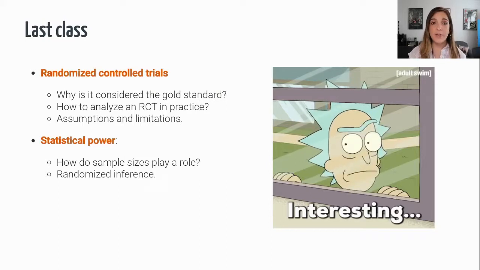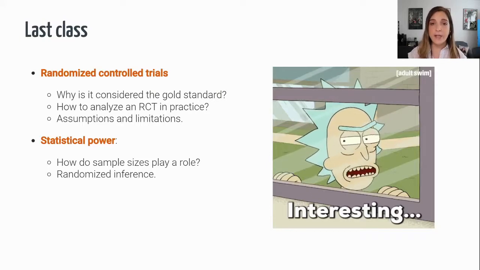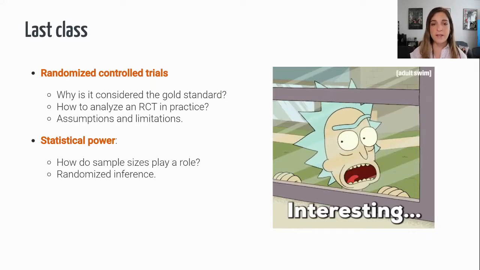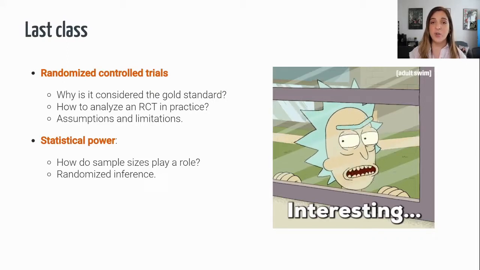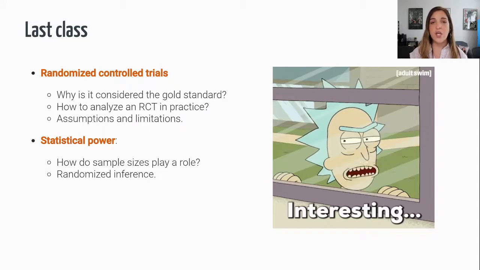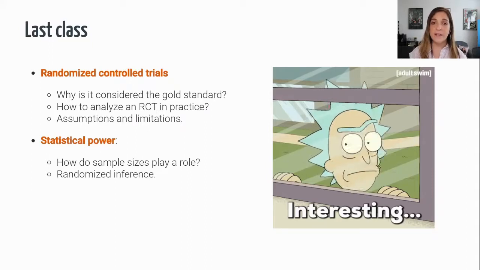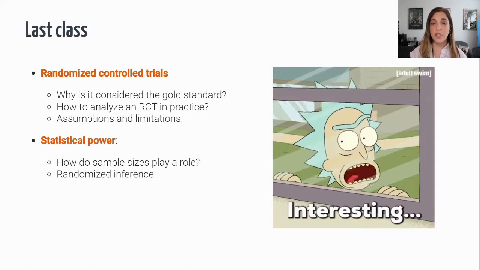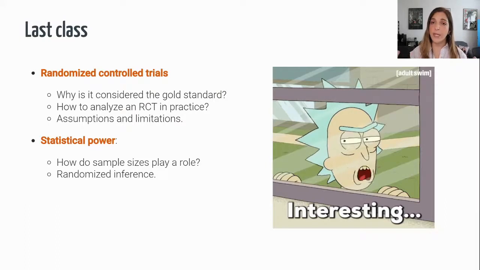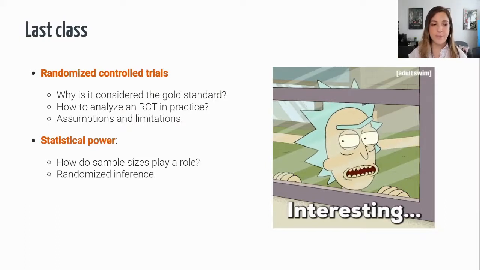Finally, we also talked about statistical power, how does sample size play a role in that sense. So even though we can detect causal effects in a randomized controlled trial, if all the assumptions that we talked about hold, a lot of the times we just don't have enough sample size, for instance, to actually detect effects that are very small. So sample size plays a huge role in that sense, and we should be able to identify what sample size we need in order to detect effects of different sizes.